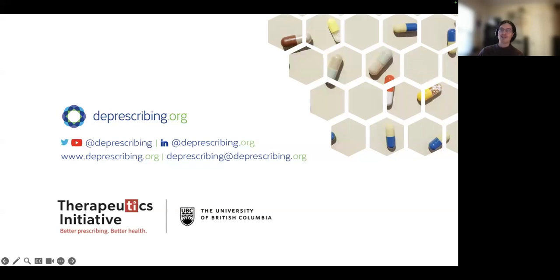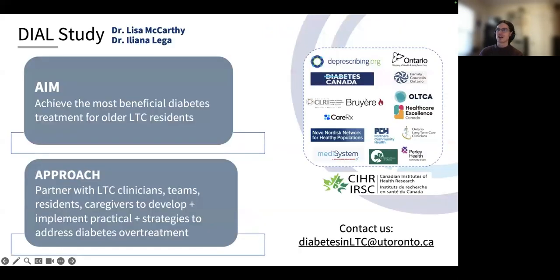None of this is possible without the Therapeutics Initiative, and it really is a team effort to create these things. So I'd like to acknowledge the Therapeutics Initiative. And then through my work with deprescribing.org, we've also been tackling overtreatment of diabetes for the last several years. So I'd like to acknowledge my partners there.